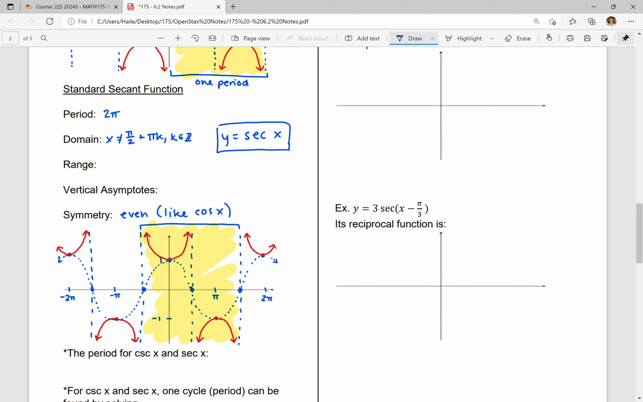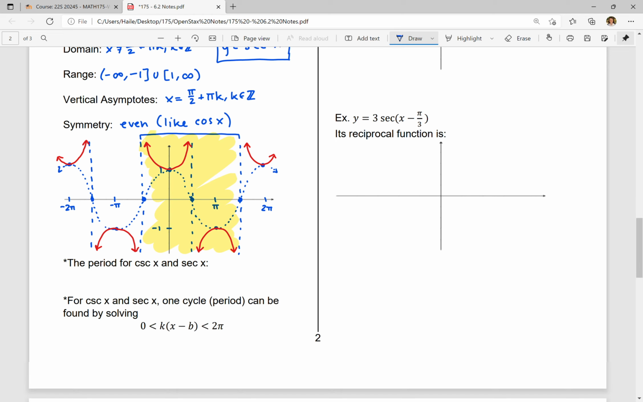Our range is going to be exactly the same as it was for cosecant. You can think about it like the cosine range turned inside out. So we'll have negative infinity to negative 1, union with 1 to infinity. And then finally, the vertical asymptotes are just the values that we excluded from the domain. So it'll be x is equal to pi over 2 plus pi k, where k is an integer. Okay, so that is the graph of secant.